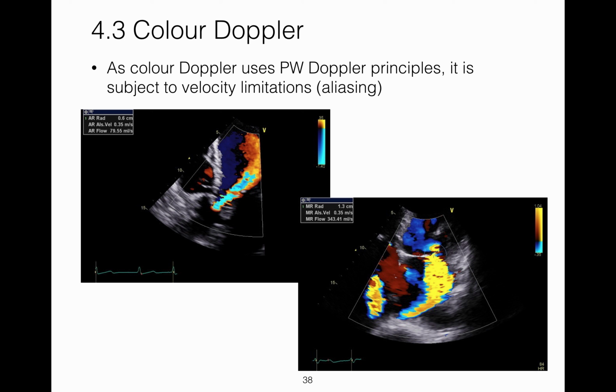As color Doppler uses pulse wave Doppler principles, it is subject to velocity limitations, that is, to aliasing. It's important to observe and adjust the scale so that unwanted aliasing does not occur. At other times, aliasing can be utilized to identify turbulent flow or to measure regurgitant lesions.